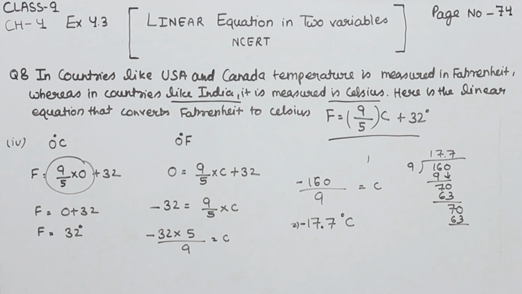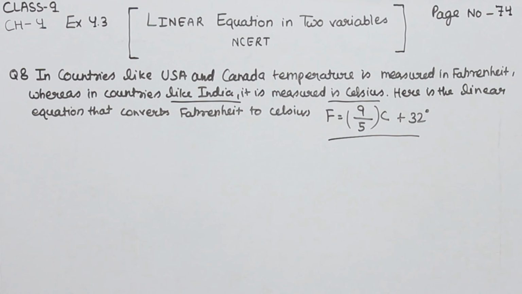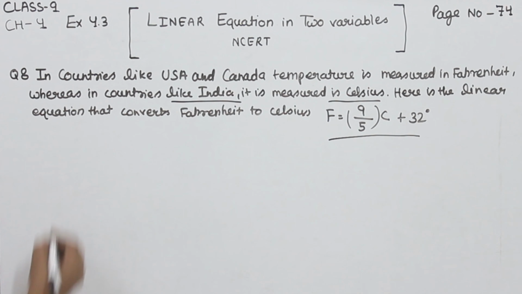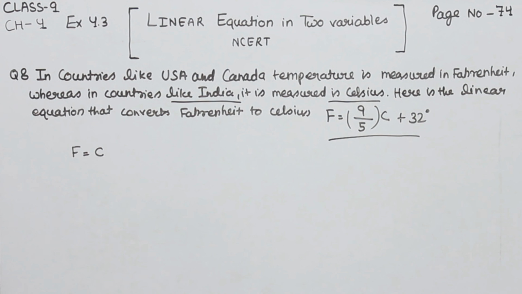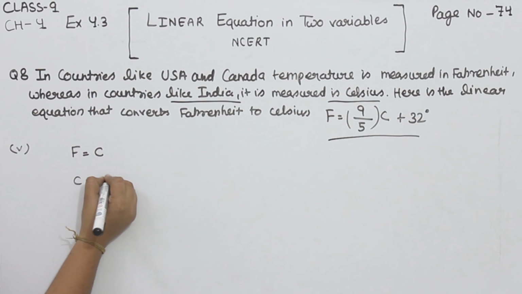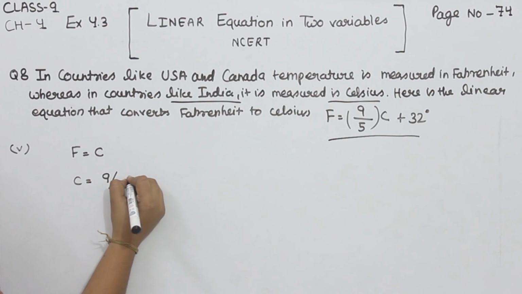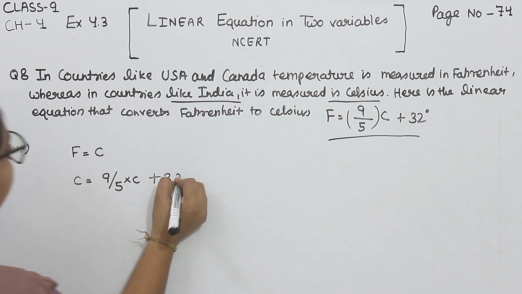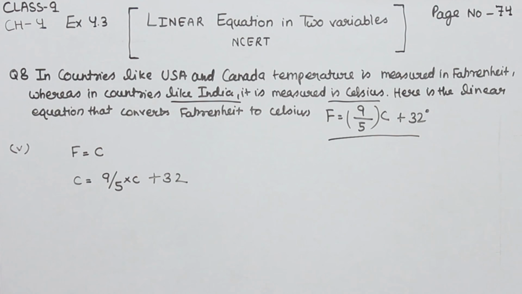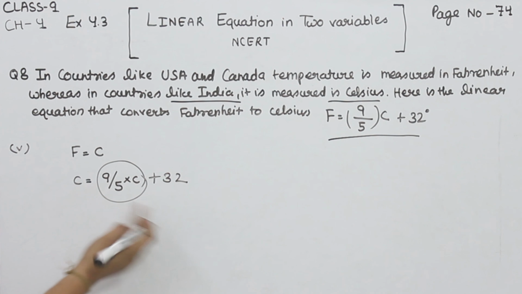Now we come to part 5. Is there a temperature which is numerically the same in both Fahrenheit and Celsius? If yes, find it. So first we'll write here Fahrenheit is equal to Celsius. Right now we are solving part 5. Now Celsius is equal to 9 by 5 multiplied by Celsius plus 32. Now this one is the first term, this is the second. We'll take this one here.